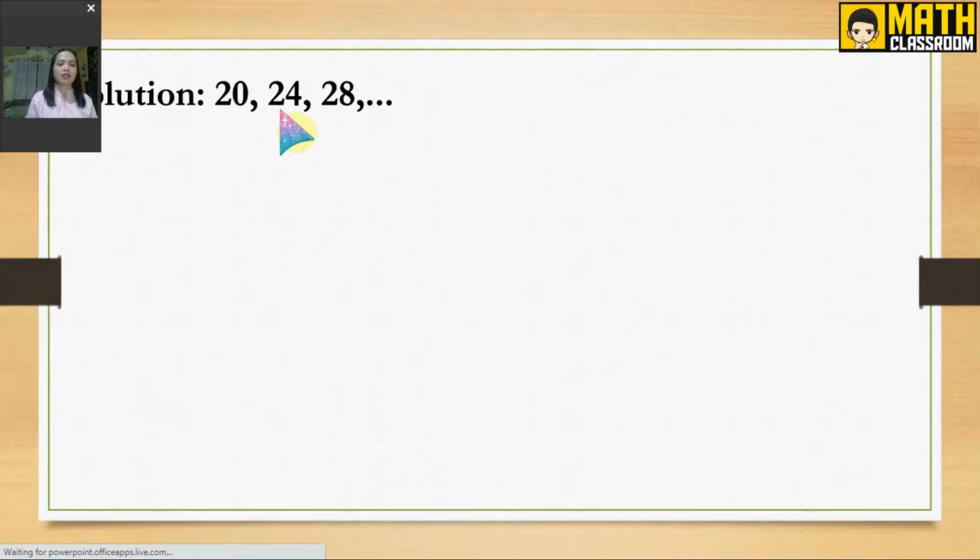So we have 20, 24, 28. So in this given, we can identify the first term. The first term is 20. Our n is 30 from a sub 30. So our n is 30. We're going to find the 30th term. So ibig sabihin, ang n natin ay 30.